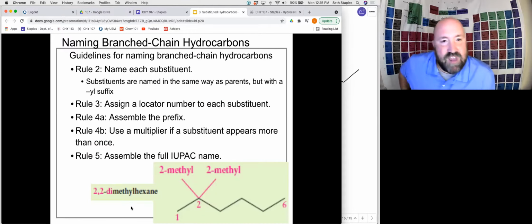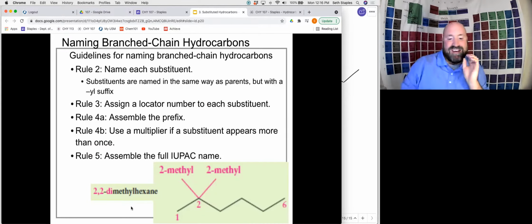After choosing your main chain, now we need to name the substituents. We need to name the branches that are coming off the chain. Substituents are named the same way that we name parent compounds or the root compounds, but now we add a YL suffix. And so we can see that here. We can see a main chain of 1, 2, 3, 4, 5, 6 carbons. So we get the root name hexane. We can see that these 2 branches coming off, these are both made up of just 1 carbon.